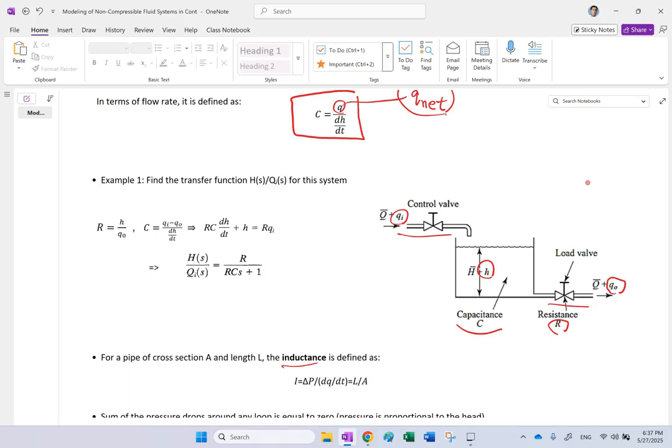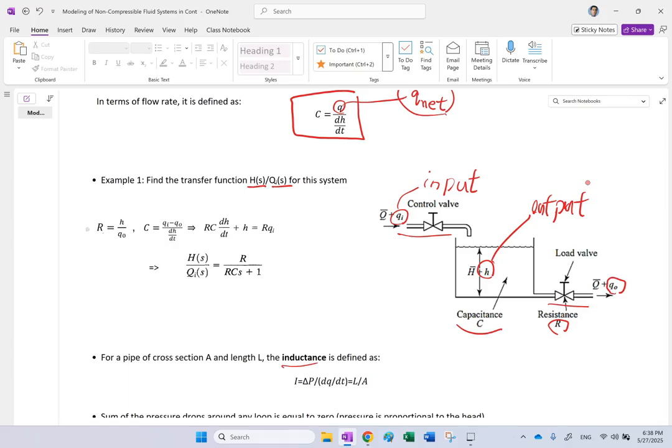So we want a transfer function in this case. What transfer function? In this case, Qi is the input of the system, and the output of the system that we want to control is the height in the tank. So we want the transfer function of output over input, the Laplace of output over input, which is the transfer function of the system. How do we find it? Well, let's go and look at the definitions.